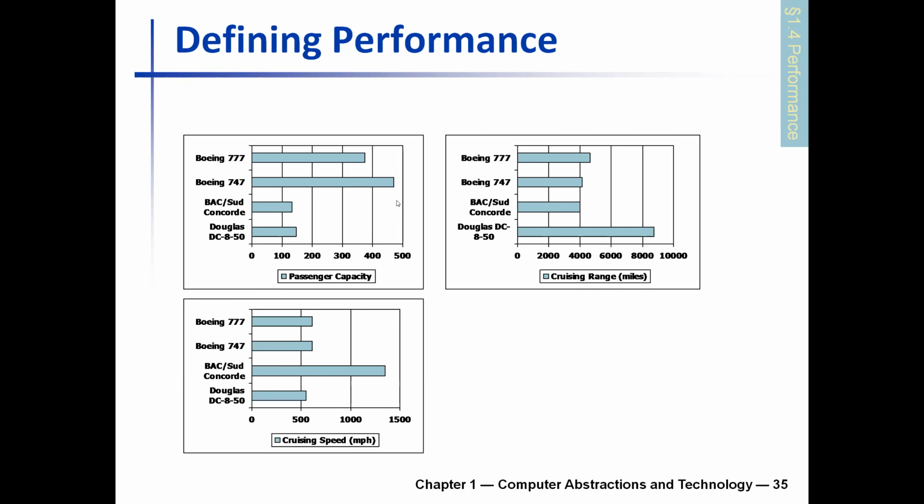So then we have another definition, cruising speed. The speed of these different airplanes, right? So here the Concorde is the obvious winner. It can go quite fast compared to the other ones. So we have these different definitions, right?